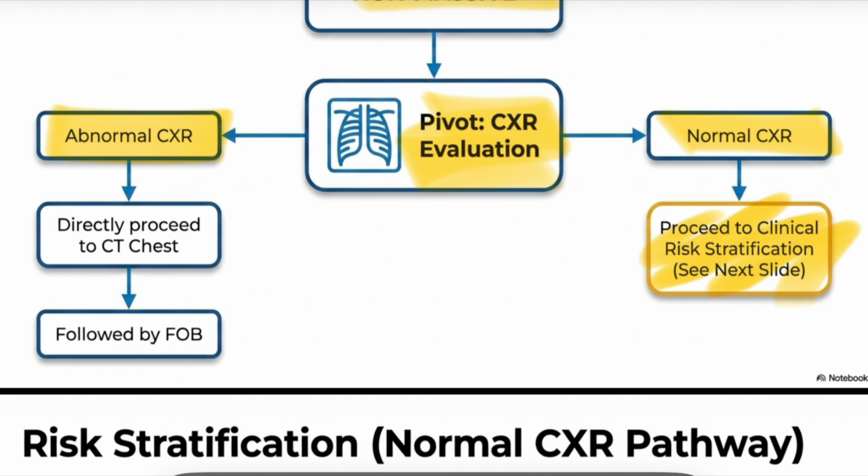If there is any abnormal chest x-ray, go directly to CT, followed by fiber optic bronchoscopy. As I said, rigid bronchoscopy is preferred only in unstable patients, because you can't play around with unstable patients.